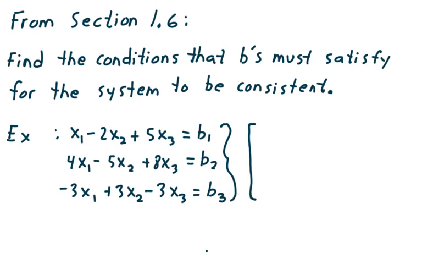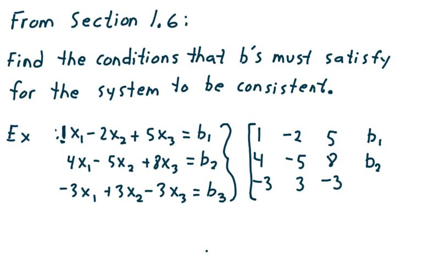In the first equation, notice that the coefficient of x1 is 1. So in the first row, I'm going to have 1, negative 2, 5, and then the constant b1. Notice that the coefficient of x2 is negative 2, the coefficient of x3 is 5, and b1 is the constant on the other side of the equation. In the second row, we have 4, negative 5, 8, b2. In the third row, we have negative 3, 3, negative 3, b3. And I'm just going to draw a dotted line here. It separates out the constants from the coefficients of the variables.